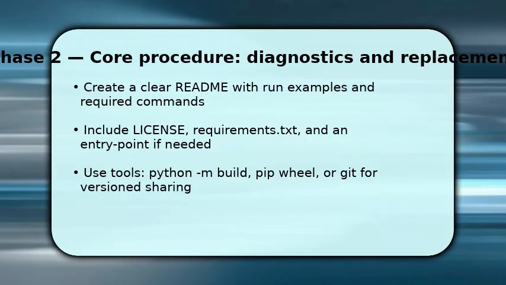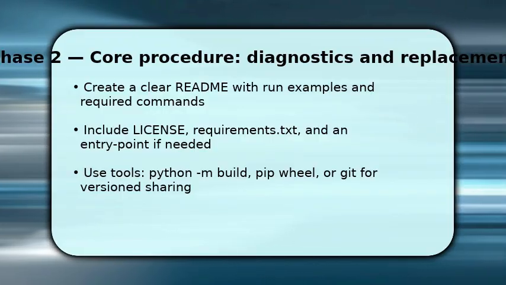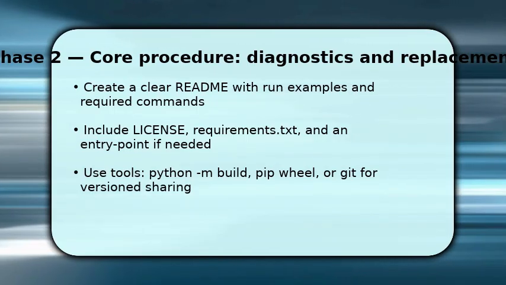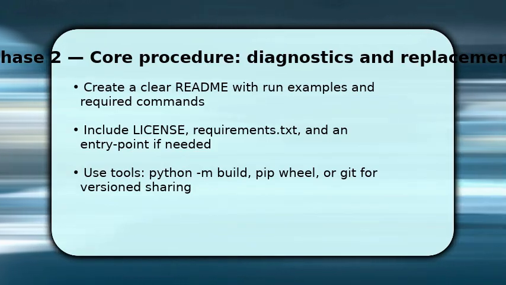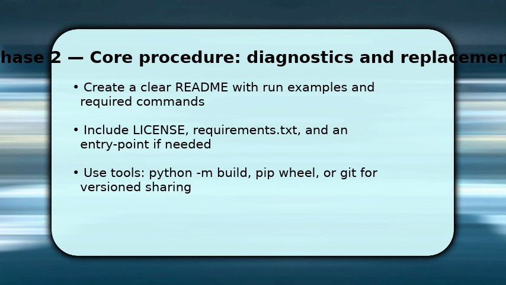You now assemble the package and annotate it for clarity. Start by creating README, requirements.txt, and license, and show exact commands to run examples. If you want installers, run python -m build to create sdist and wheel, or pip wheel for standalone wheels. For collaborative sharing, commit to Git with semantic version tags and push. Make sure to test installation in a virtual environment so the steps in the README match reality. This reduces back and forth and ensures recipients can reproduce your setup reliably.